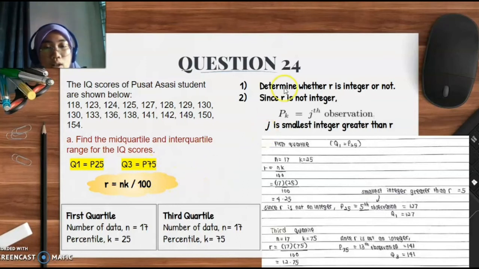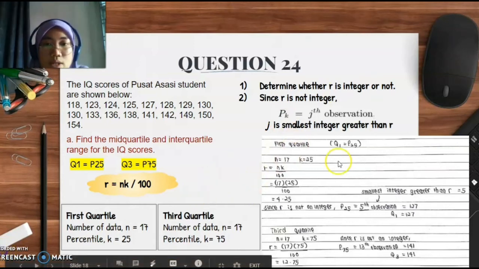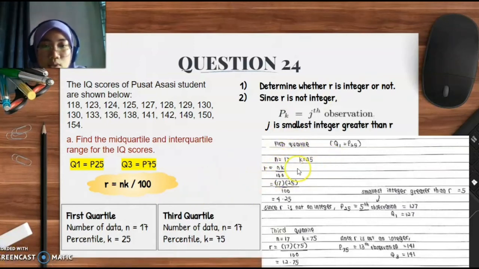We need to find R because R will determine which equation we will use to determine the first quartile or third quartile. For example, we will calculate the first quartile. We use the formula R equals nk over 100. We just calculate and we get R, which is not an integer.